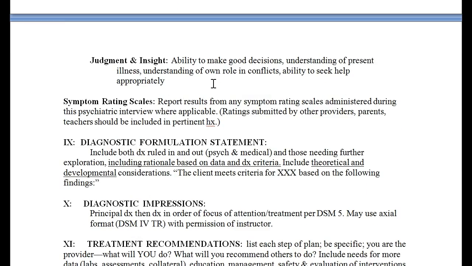And judgment and insight. Let's start with insight actually. Insight is the ability to understand what is happening for them, what are the precipitants of their struggles, the severity of their struggles, understanding their own role, what they might need for help. And judgment is what they might do about it, the ability to be safe, the ability to come in for treatment. So you want to assess that carefully.